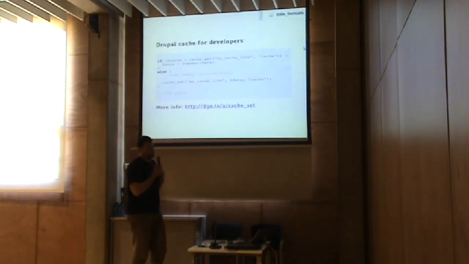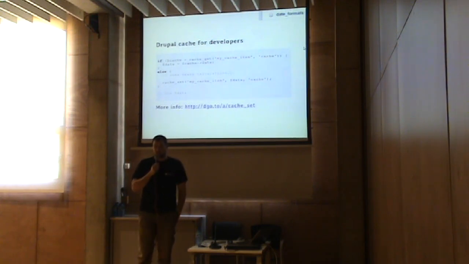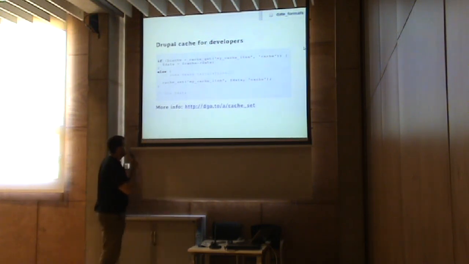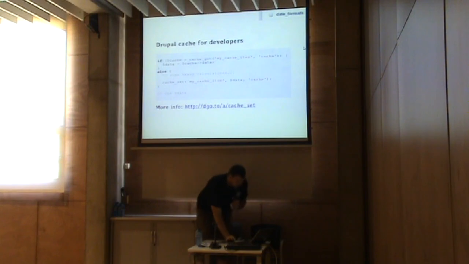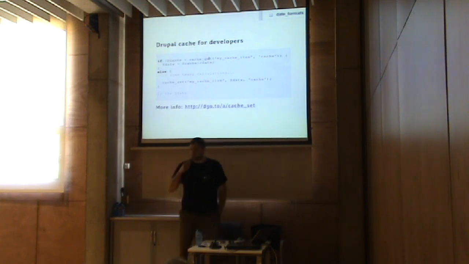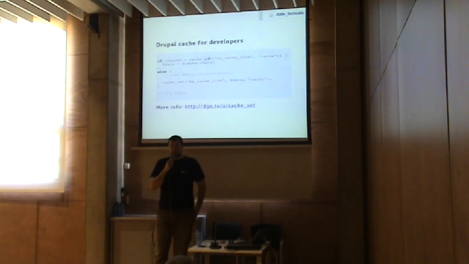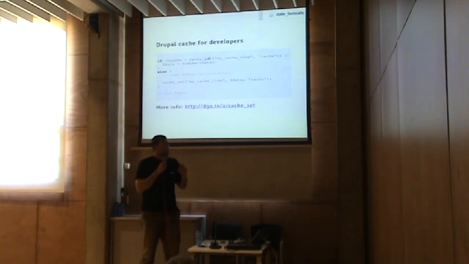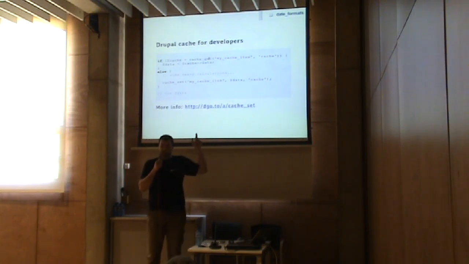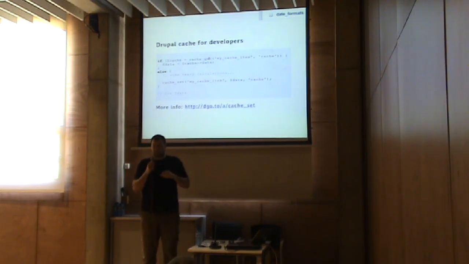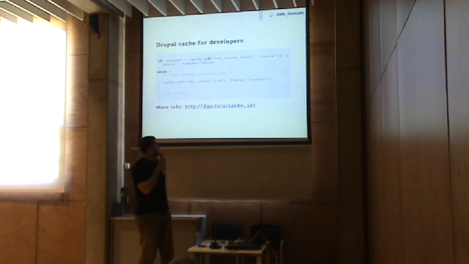If you want to use Drupal's cache in your code, it looks basically like this. You get data from cache with the function cache_get. The first argument is a unique name of your cache item, and the second argument is the bin from which you want to fetch data. Cache is the default bin, so you can omit it, and it will always fetch from this bin. If you want to use some other bin, you have to specify it there.